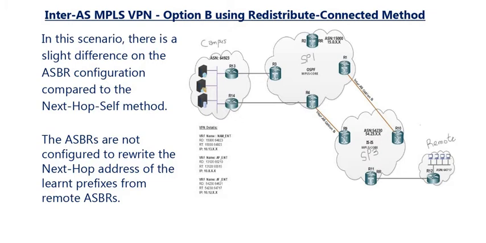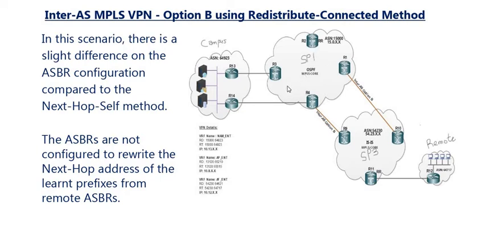Today, I'm discussing mainly the Redistribute-Connected method of inter-AS MPLS VPN option B. In this case, you do not need to rewrite the next-hop address on the ASBR for all the routes that are received from a remote ASBR. Which means when R1, in this case, receives prefixes that are coming from R12 via R10, R1 does not need to rewrite the next-hop address to become its own self IP when it is advertising it to the route reflector in this case.